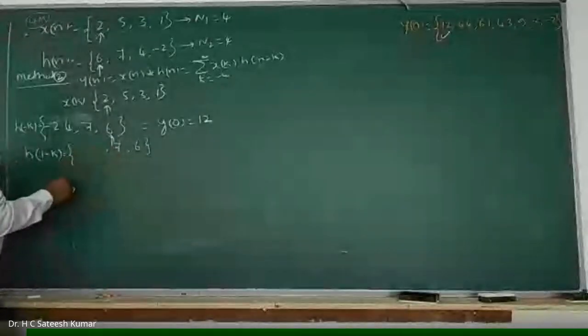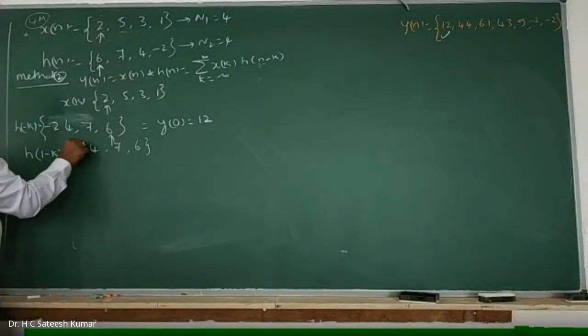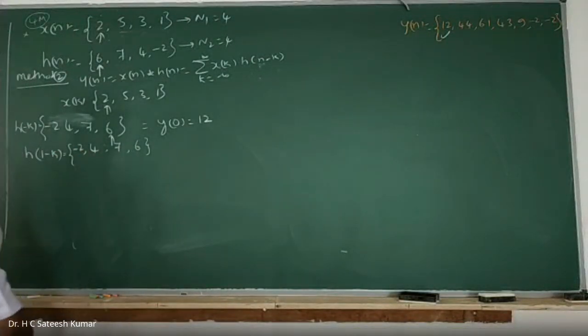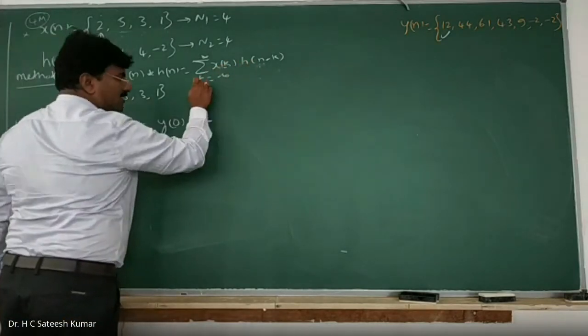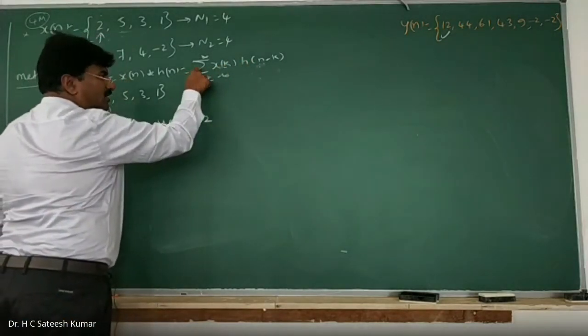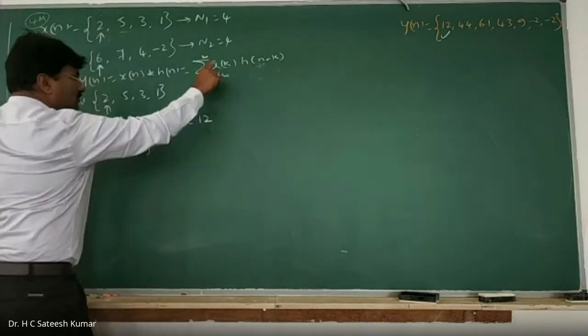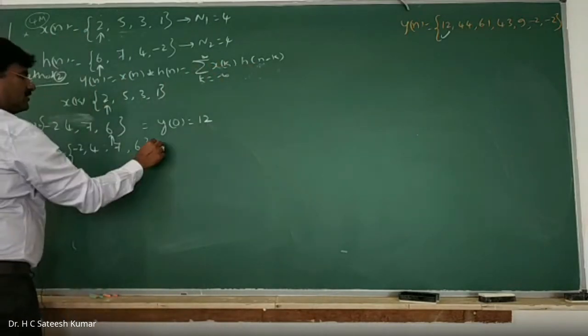6, 7, 4, minus 2. Multiply the corresponding values and add them. See, the summation indicates what? Addition. These two, multiplication. So multiply these two and add them, that's what it says, which is equal to.